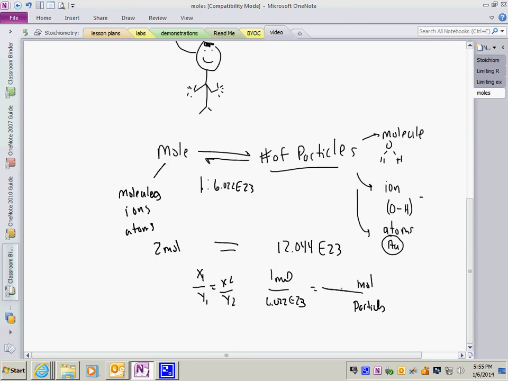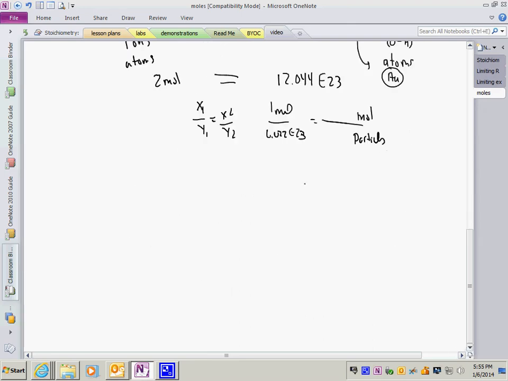Okay, so it goes back and forth, and it's just like multiplying and dividing. But for the most part, we will use factor label for this. So if I have 1.5 moles of, let's say, hydrogen molecules, then how many actual particles is this? All right, so then dot line, get rid of moles.